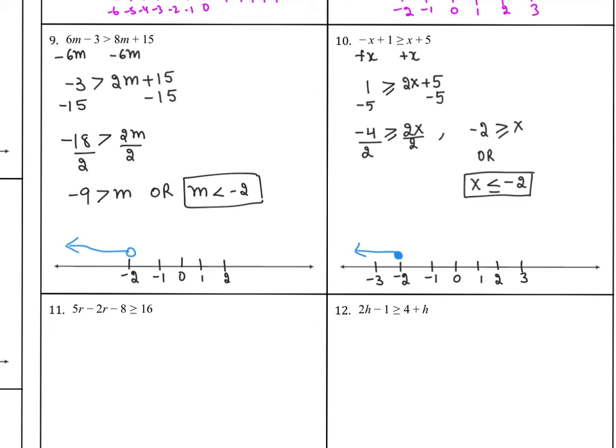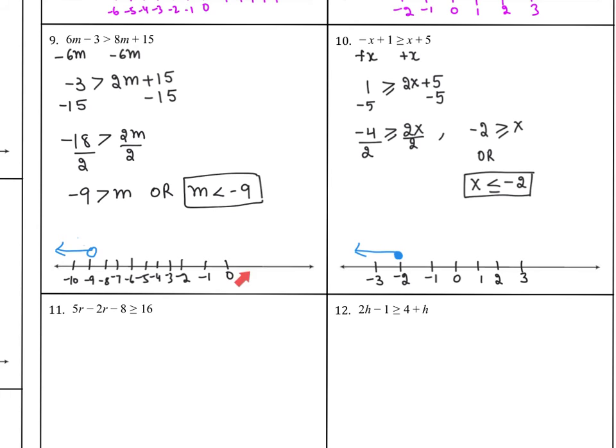For number 9, you're going to bring the variable on one side. So in order to do that, I'm going to subtract 6m on both sides. On this side, I'm left with negative 3 greater than 8 minus 6, that is 2m plus 15. Now you're going to subtract 15 on both sides. So negative 18 greater than 2m. Divide by 2 on both sides, you get negative 9 greater than m. Always write the variable first. So you're going to write m is less than negative 9.